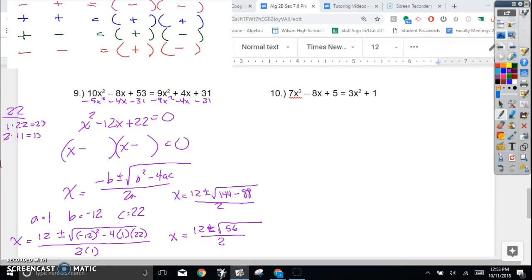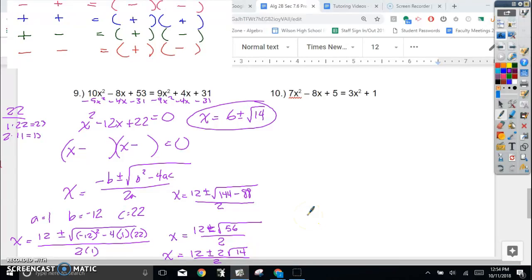4 goes into it, what, 14 times? Yep, so what I got here basically is square root of 4 is 2, and I have the square root of 14 down here yet. And then basically I divide all 3 of these by 2, so our final answer would be 6 plus or minus the square root of 14. And the square root of 14 cannot be broken down anymore.